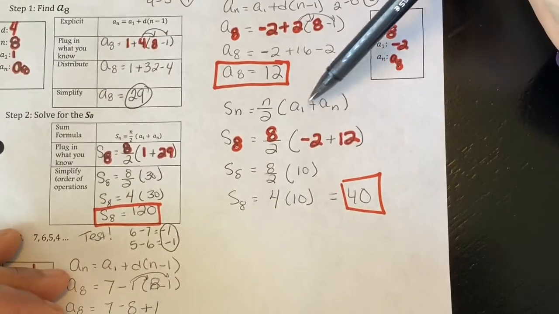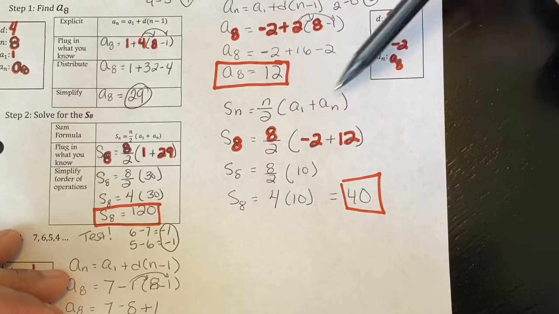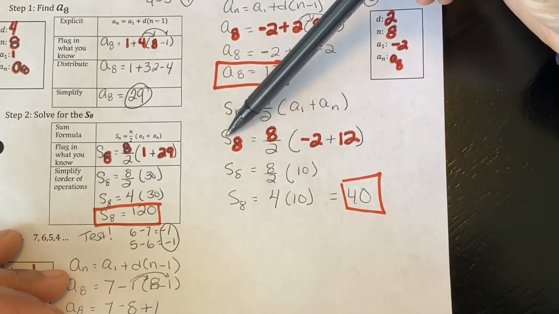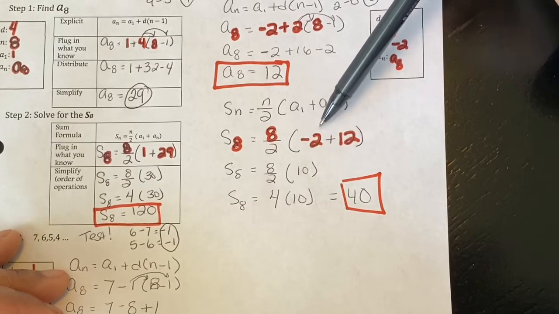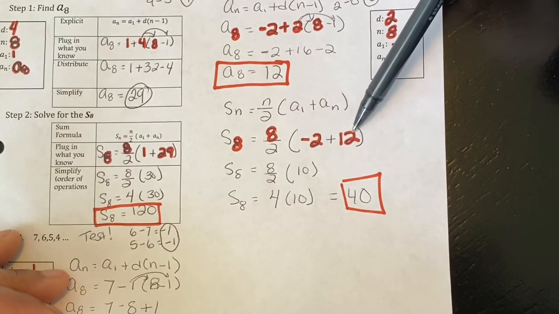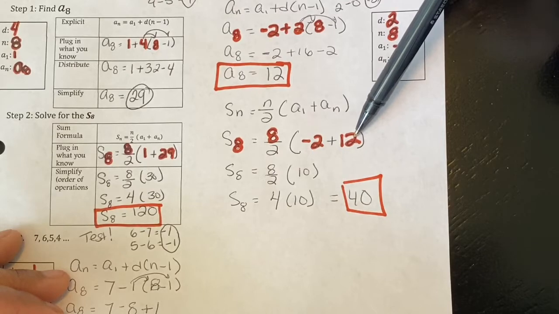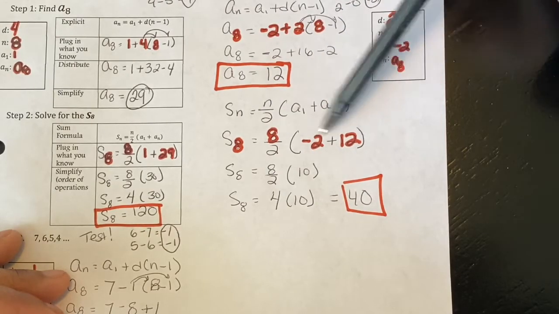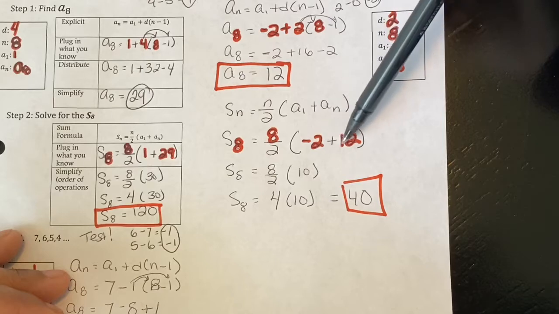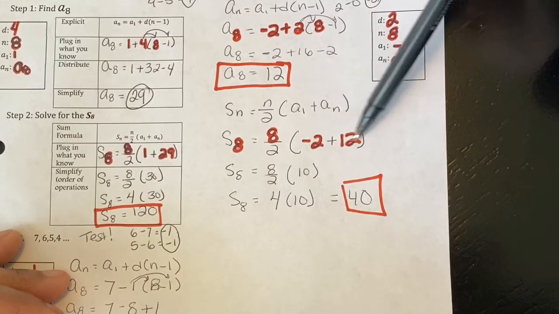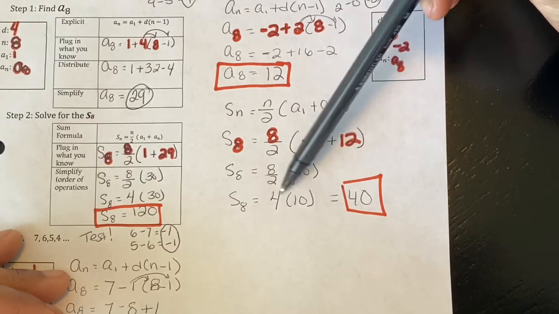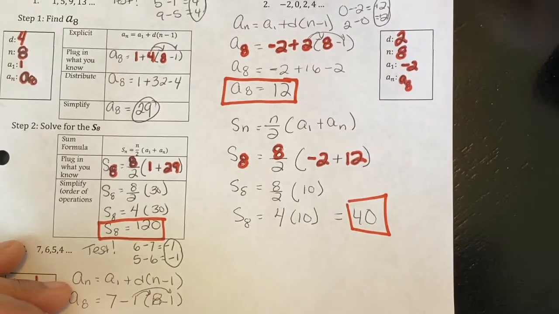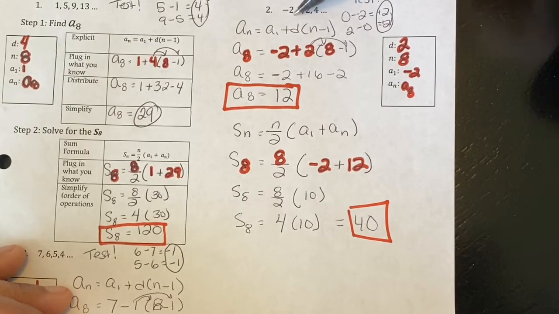Now I can plug in everything I know, including my A sub 8, into my sum formula. So it becomes S sub 8 equals 8 divided by 2, which was N divided by 2, times the first term, which is -2, plus A sub 8. Okay. Did my order of operations, which was my parentheses first: -2 plus 12 is 10. 8 divided by 2 is 4. Okay. And then 4 times 10 is 40. So if I added up the first 8 terms of this sequence, it would add up to 40.